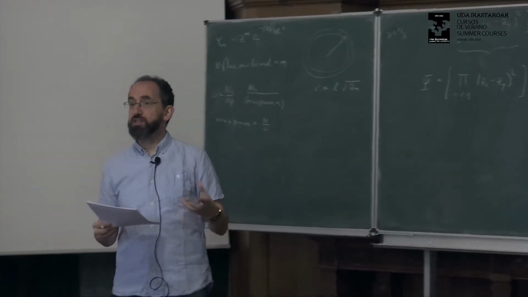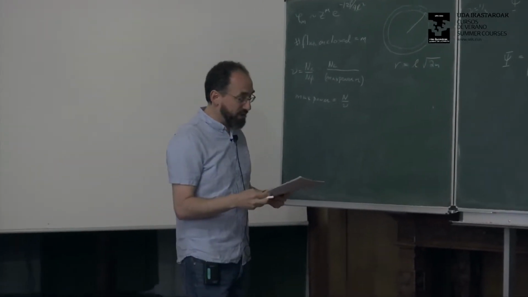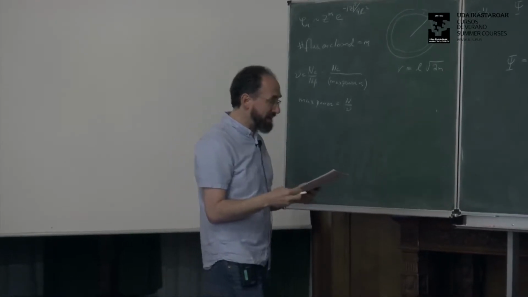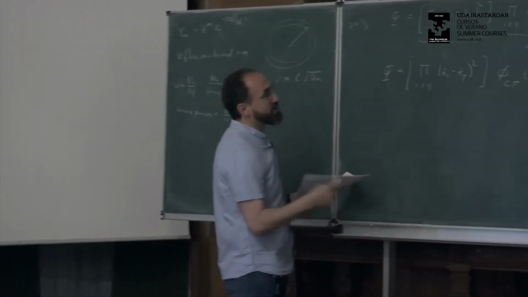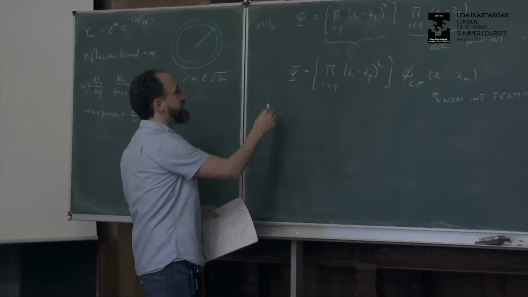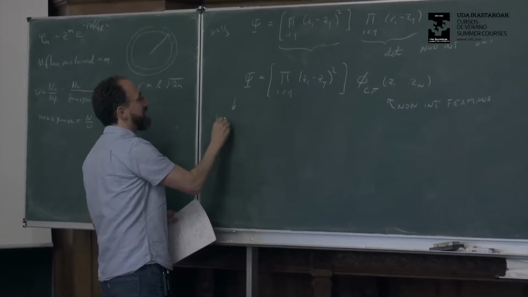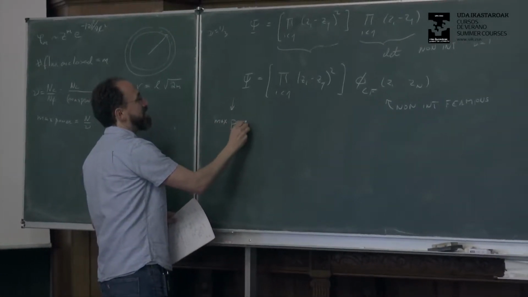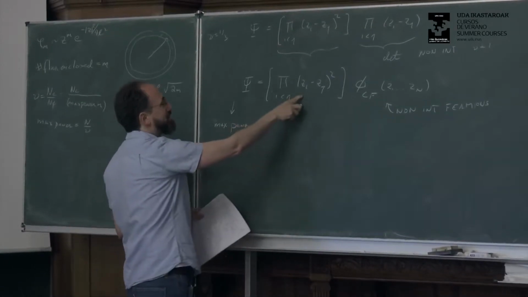So the first thing we need to do is figure out what filling fraction we're looking at. So we need to count the total number of powers of z. So the max power that we're looking at, the max power is, OK, how many powers do we have here?